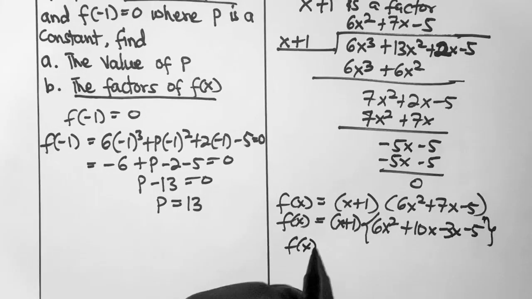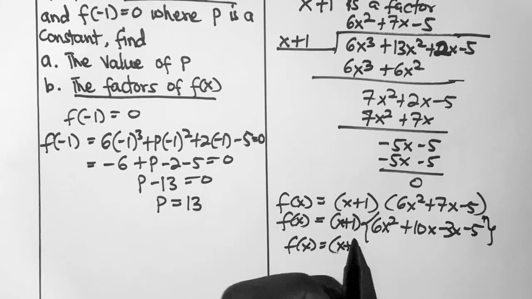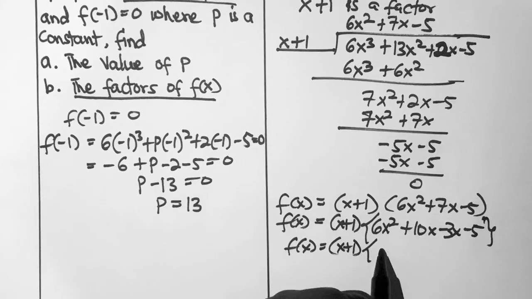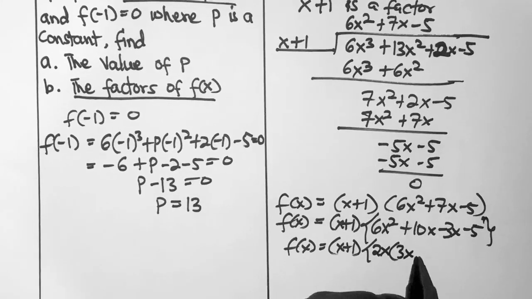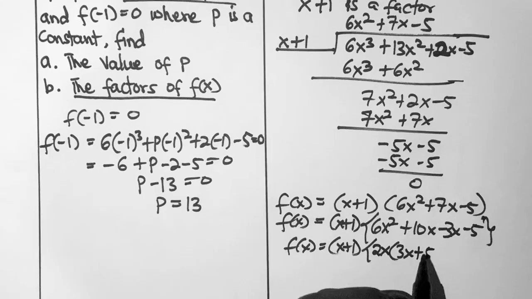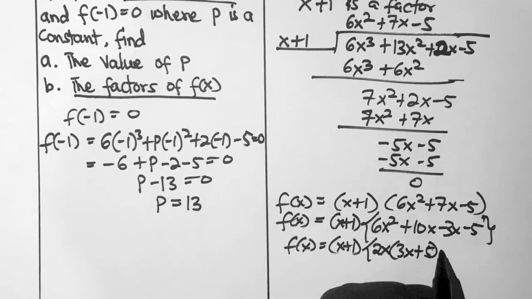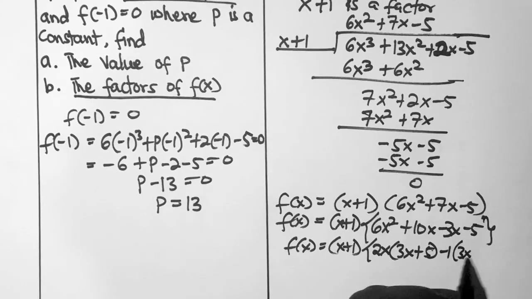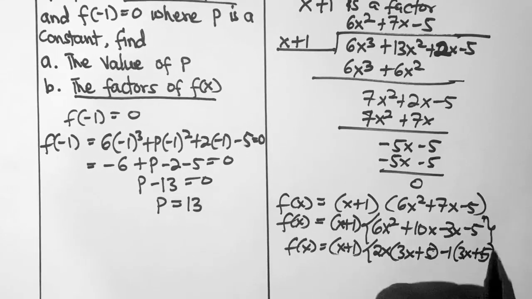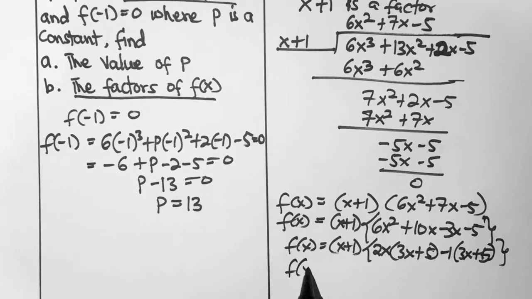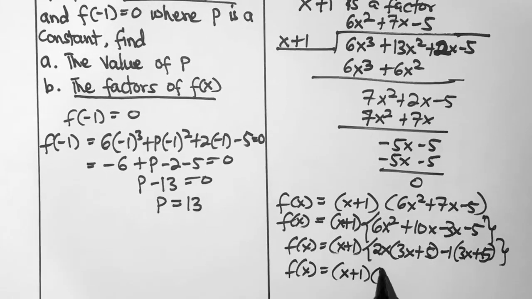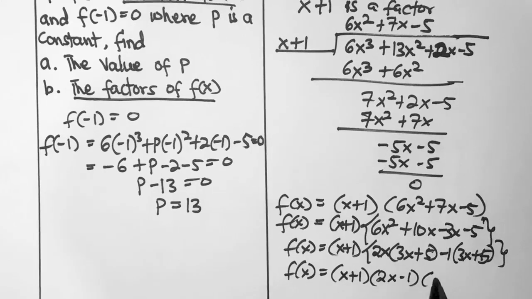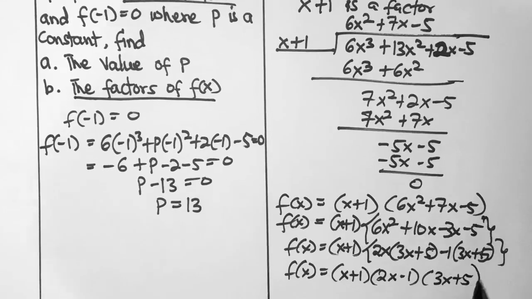So f of x is equal to bracket x plus 1. Then now we can factorize 2x from here. We are left with 3x, then plus 5. Then at this place, you can factorize minus 1. So we are left with 3x plus 5. So the factors of f of x are in one bracket x plus 1, then times 2x minus 1, then times 3x plus 5. So these are the factors of f of x.